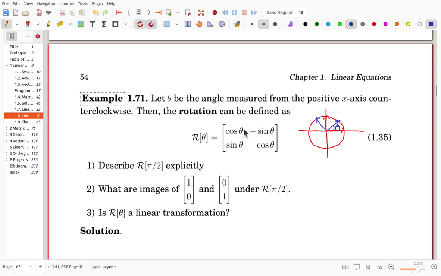So the first column comes from basically E1 rotated by theta. That one came from E2 after theta rotation.